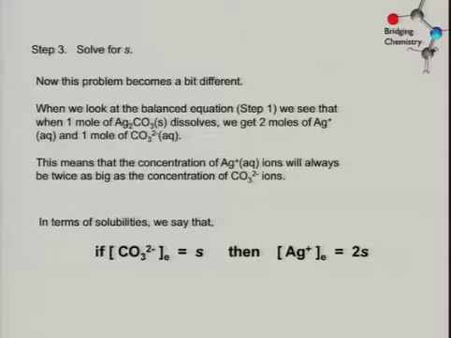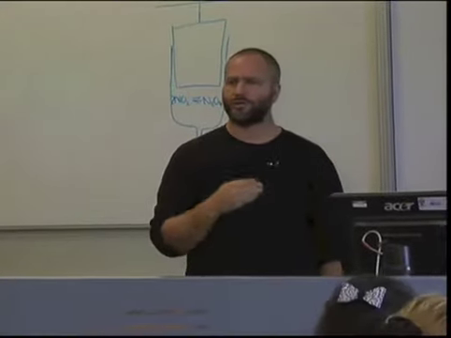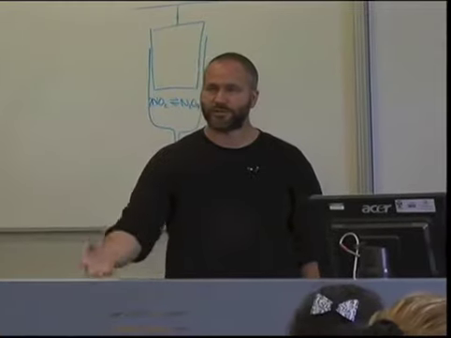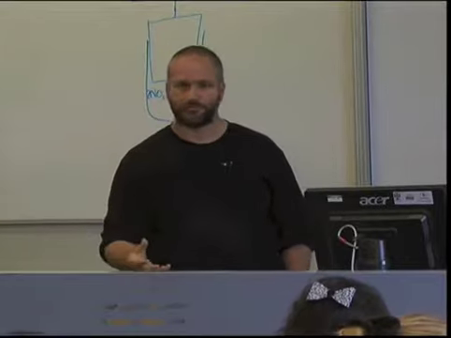Whatever that number is, we're going to call that S. So that means that the concentration of silver ions, which is twice as big, we can represent by 2 times S. Yes? We could have said that the concentration of silver ions is S and the concentration of carbonate ions is a half S, if we wanted, but no one does. They do it this way, so this is what we have to do. So carbonate is going to be S, and so the silver ion concentration will be twice that, because there's twice as much of that in solution due to the way that the reaction works.